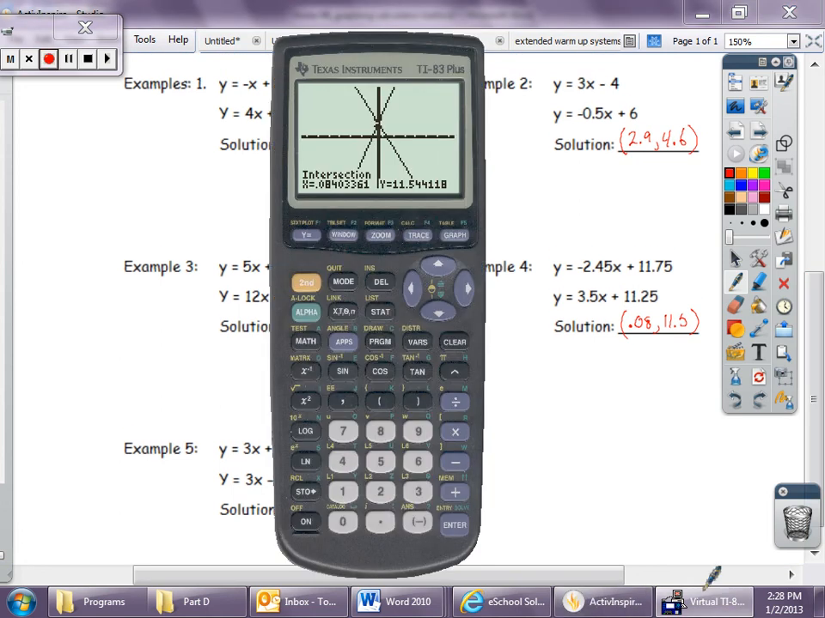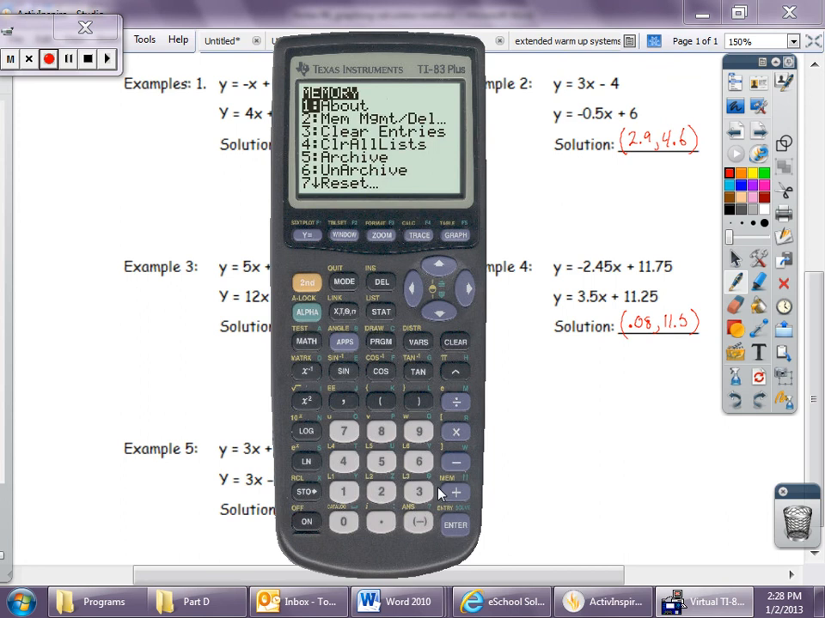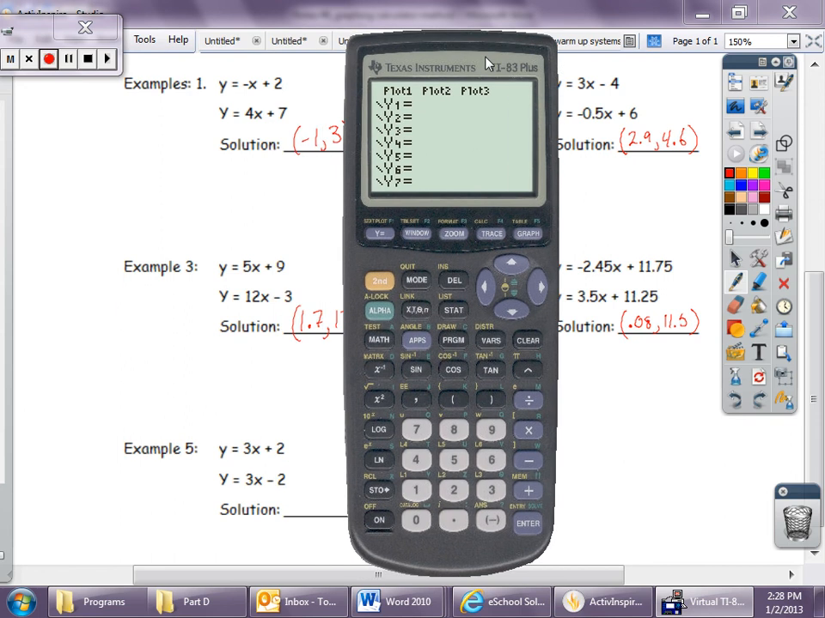And now for the last example, we can reset our memory. 7, 1, 2. We go to y equals, and we type in our two equations: 3x plus 2 and 3x minus 2. Look at our graph. We see both of the lines, but they didn't intersect. So if I zoom out again, hit enter, we still have both the lines. Now it almost looks like they're coinciding lines, but they still never cross.